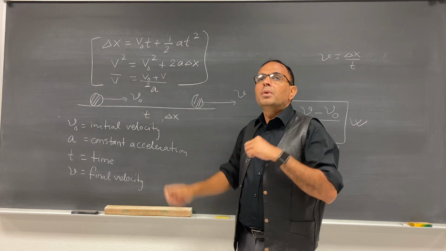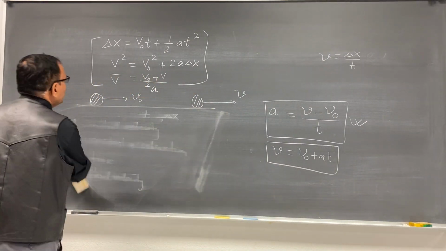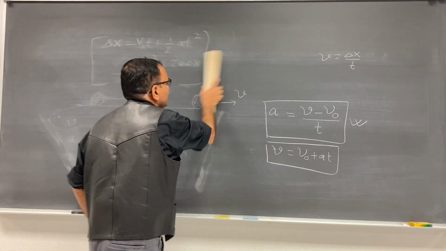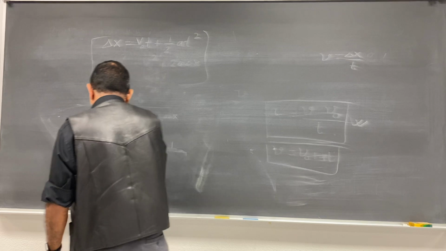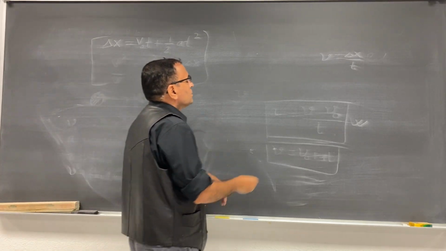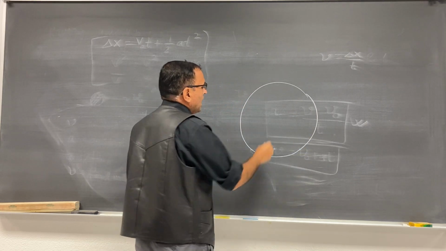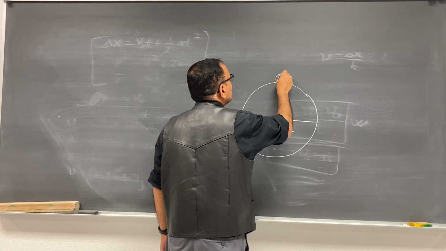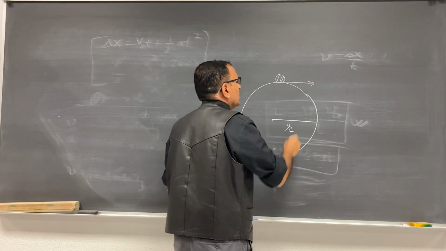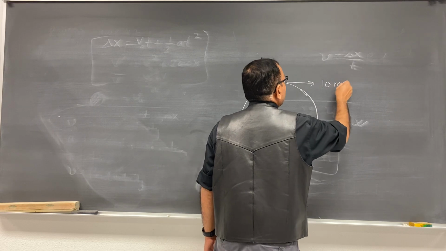Don't confuse. But we did circular motion also, like centripetal force and centripetal acceleration. Let me recall that here. Let us suppose an object is moving in a circular path having radius r. The object here is moving at, let us suppose, 10 meters per second.